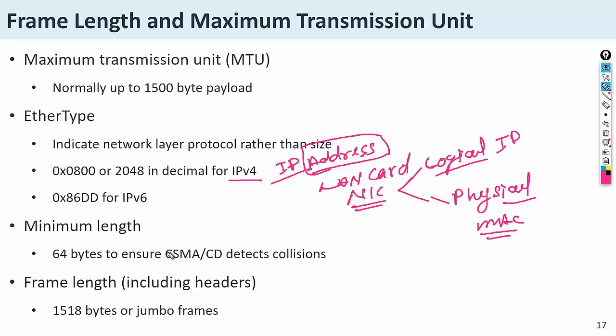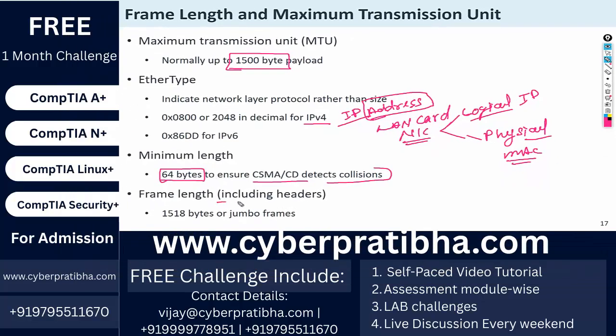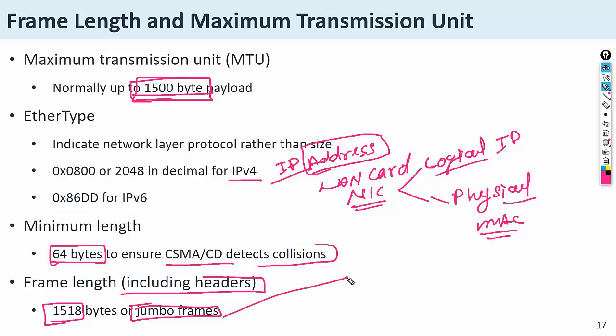There is a difference in size. The maximum size is 1500 bytes, but the lowest size will be 64 bytes. In CSMA/CD, which detects collisions, the size is 64 bytes. Including the headers, there are 1500 bytes of payload and the total size is 1518 bytes. And some frames are known as jumbo frames. A jumbo frame is a frame which carries data of the size of 9000 bytes.